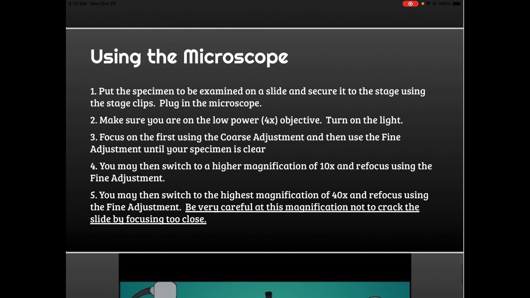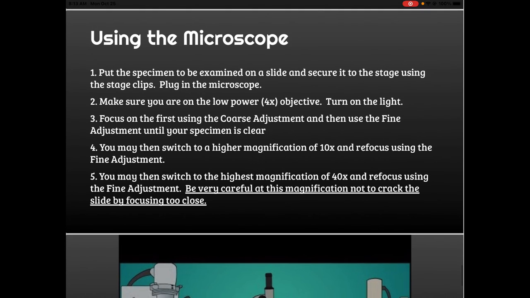All right, so using the microscope, you always want to put the specimen slide over where the light comes through and then clip it in place with the stage clips. You always want to start on low power and make sure the light is on. You focus first using the coarse adjustment, the big knob, and then the fine adjustment if you need to make your specimen clear. You may then switch to a higher magnification like 10x or medium power, but you always start on low power even if you know you want to go to a higher magnification later.